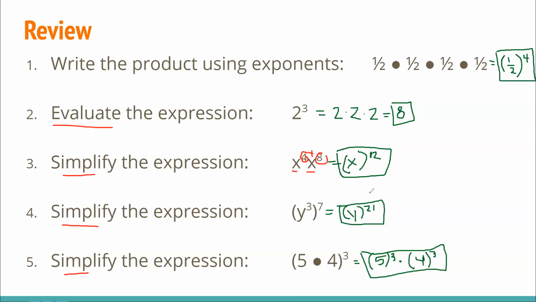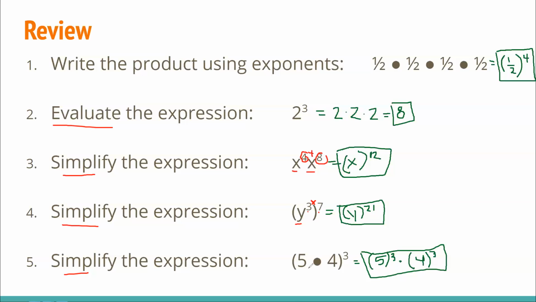So I keep my base, which is x, and then I'm taking 4 plus 8, which gives me 12. Question number 4, the rule was if you have 1 base and 2 exponents, that means that you're going to be multiplying your exponents. So we keep our base, which is y, and then we're going to multiply 3 times 7, which gives me 21.